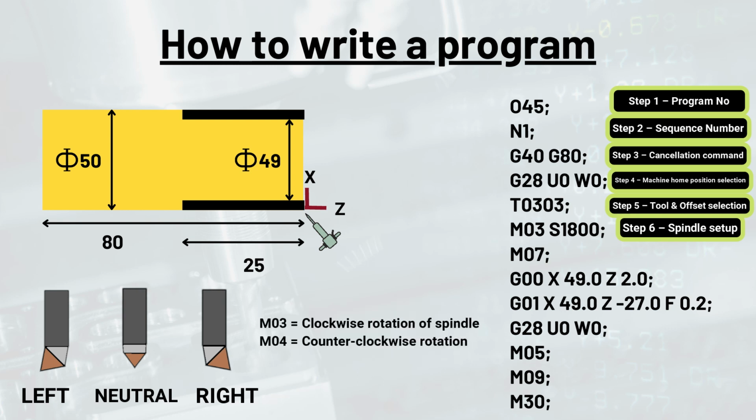As we know that M03 is for clockwise rotation of spindle and M04 is for counterclockwise rotation. That is the reason why for leftward motion of a left hand tool, M03 command is applied, and for rightward movement of a left hand tool, M04 command is used. And same thing goes for right hand tool as well. Hence, in this case, left hand tool is propagating leftwards, so M03 command will be used.